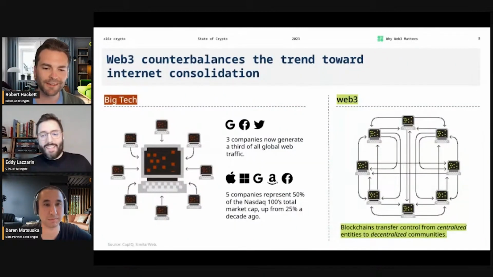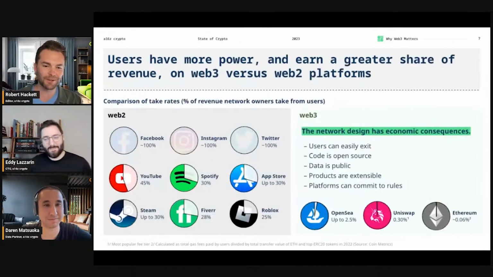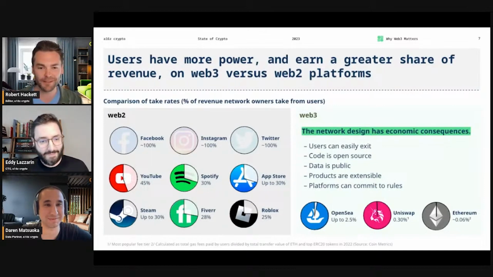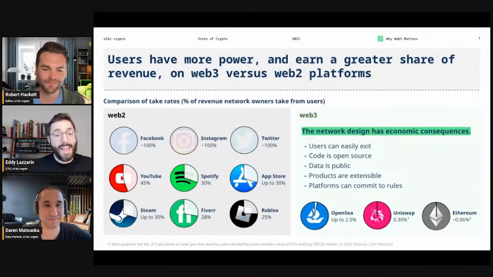It's a really good point. And as Chris Dixon likes to say, quoting the Google motto, they say don't be evil, but in Web3 it can't be evil. Yeah, that's right. And that's because of consensus, because of network design.